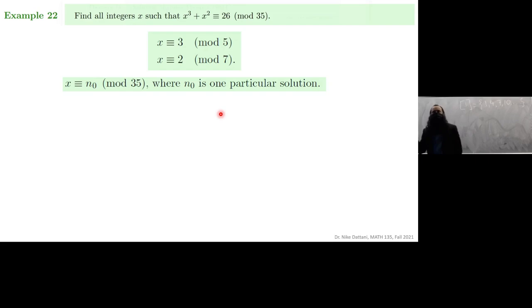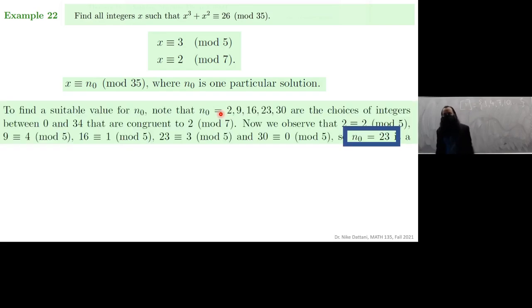But the Chinese remainder theorem doesn't give you the specific solution. Once you have a specific solution, it gives you the general solution. That's a very important point I tried to emphasize in today's lecture. You have to find a specific solution. And how do we do that? We just do it by brute force. There's no special way here.